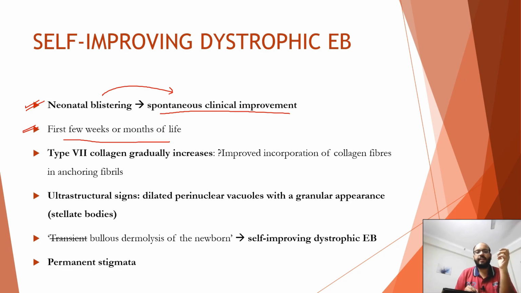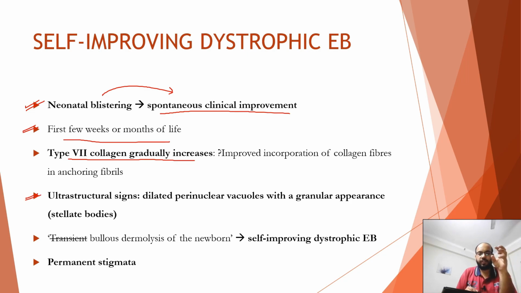The reason given is that type 4 collagen gradually increases. So there's improved incorporation of collagen fibers in anchoring fibrils. Sorry, type 7. So type 7 collagen gradually increases with time, increasing with age, and now it is able to perform its normal function.